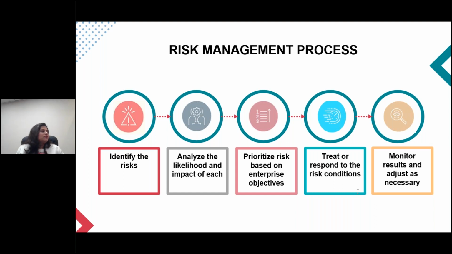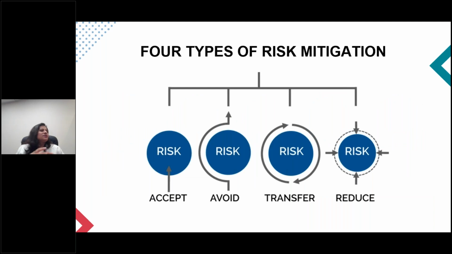So looking at the four types of risk mitigations, you could basically treat your risk. So this is the treat portion of the risk. You can accept it. Of course, you can say that the cost or the benefit of mitigating this risk is too high. I would rather accept it. Okay. Can you think of some examples where companies are willing to accept certain risks?